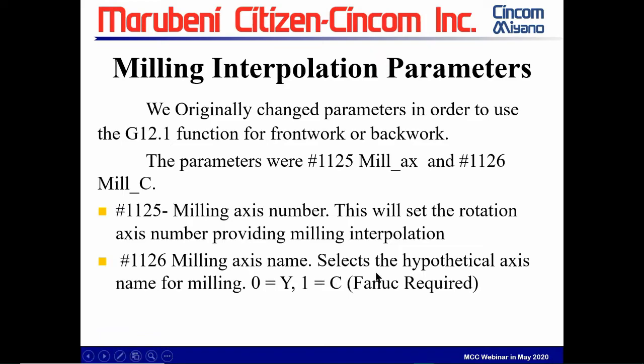In 1126, it creates a hypothetical name for milling. In other words, if 1126 is a 0, it equals Y. If it's a 1, it equals C. This is nothing more than a name.